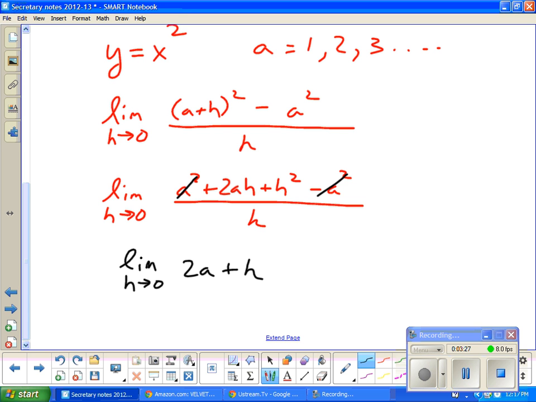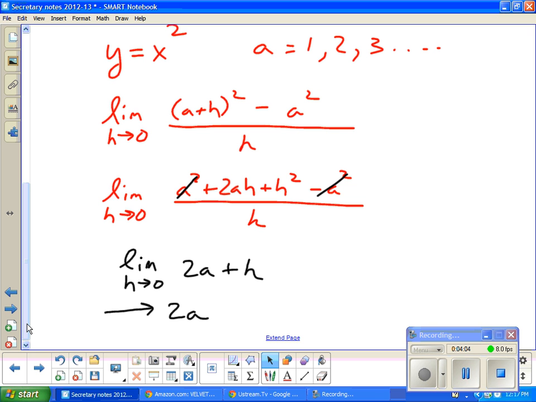And if you plug in 0 for h, now it's just 2a. So think about it: what's the slope? We know if a is 1, the slope of the tangent line was 2. What's the slope at a equals 2? 4. What if I go to an x value of 10 and ask for the tangent line? It's 20. Think about that. That's the rate of change, how fast that tangent line is going up. At 1, it was sloping 2, which is fairly steep. At 2, it's sloping 4.